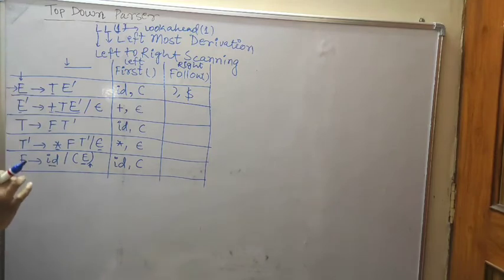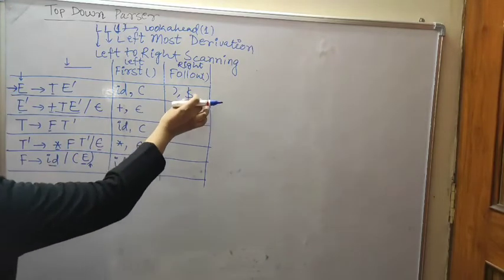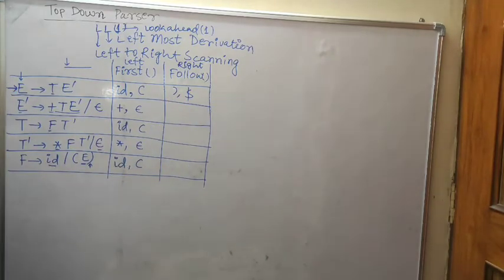So that is why a dollar will come. Whenever any production rule starts from any expression, for the starting variable you always have to write a dollar in the follow function.